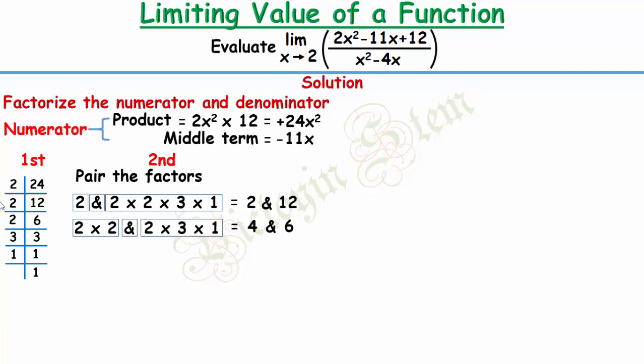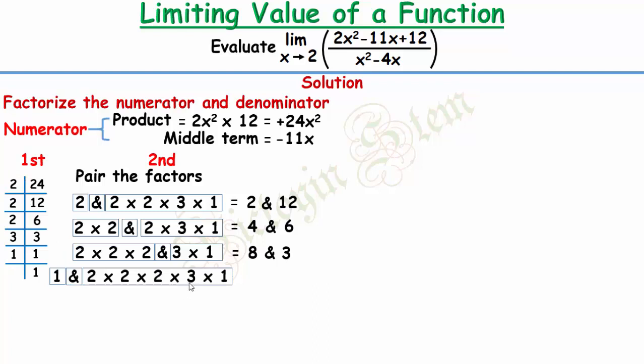We look for another pair. We can pick the first three values, 2 times 2 times 2 and 3 times 1, which equals 8 and 3. And then we pick 1 and the entire value we have over here, 2 times 2 times 2 times 3 times 1, and this will give us 1 and 24. So this is the second step. The next step is to find any one of these four pairs whose product will be equal to 24 and the sum or the difference should be equal to 11.